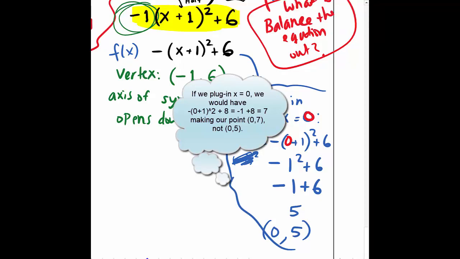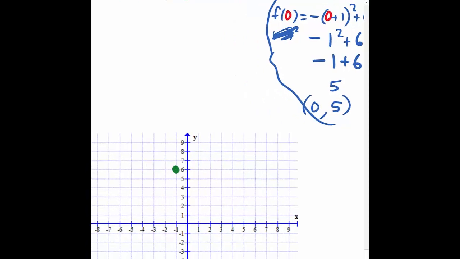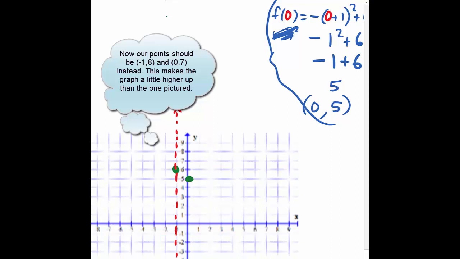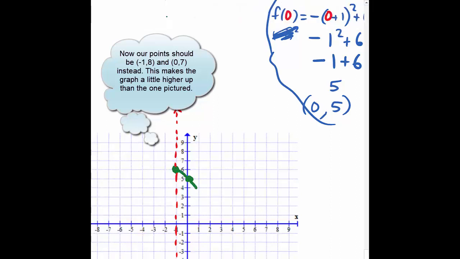Alright, we got 2 points. I think we're ready to graph. So first, the vertex was -1, 6. Where's that guy? Right about here. The other point we found was 0, 5, very close by. And then the axis of symmetry is the vertical line right through the vertex, x equals -1. There we go. Let me connect the dots and try to round it out on the right side.